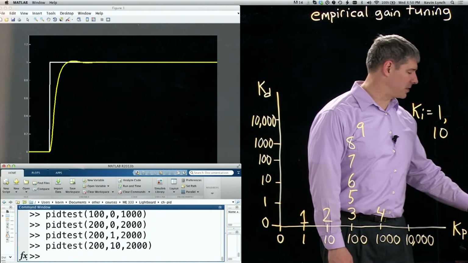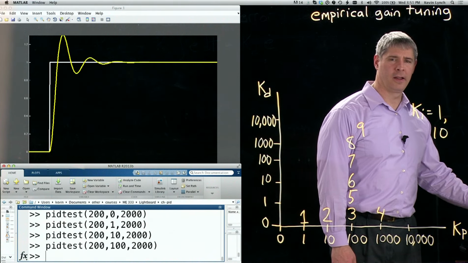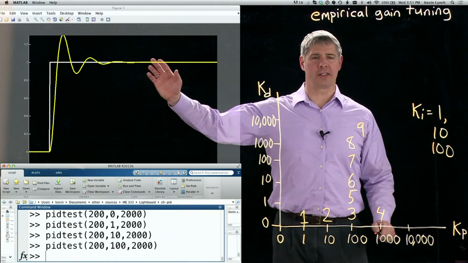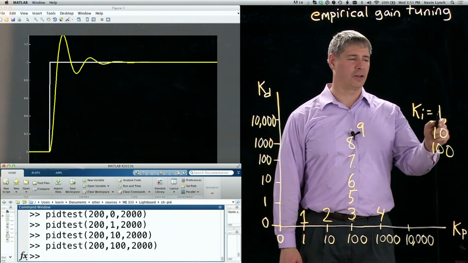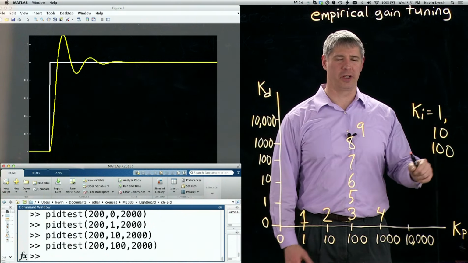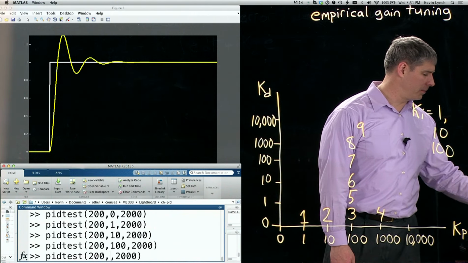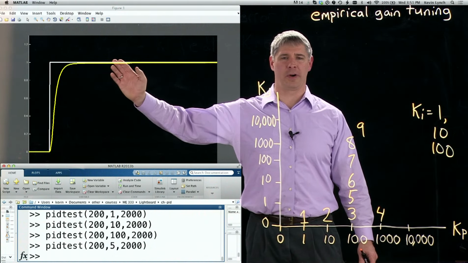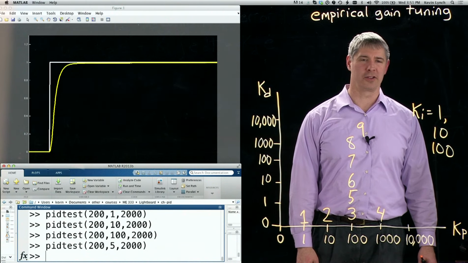And if we wanted to emphasize that, we could increase that gain to 100. And now you're seeing lots of overshoot and oscillation. So we've gone too far with K sub I. So if we go back here, it looked like 1 was pretty good, looked like 10 was pretty good, but maybe somewhere in between. Let's try 5. And now this is a nice looking response. We get the 0 steady state error fairly quickly, and there's no overshoot.